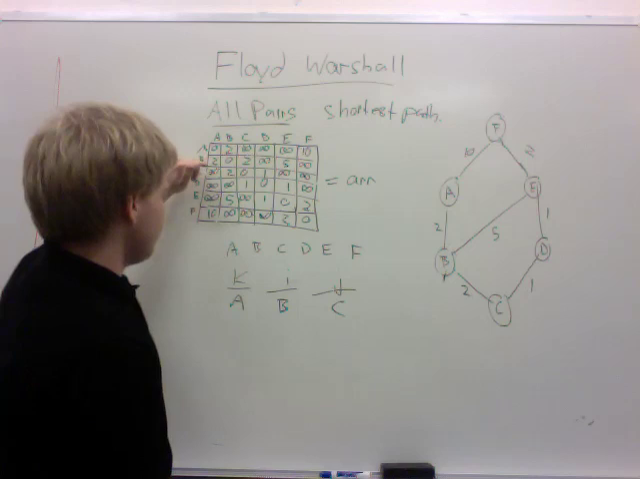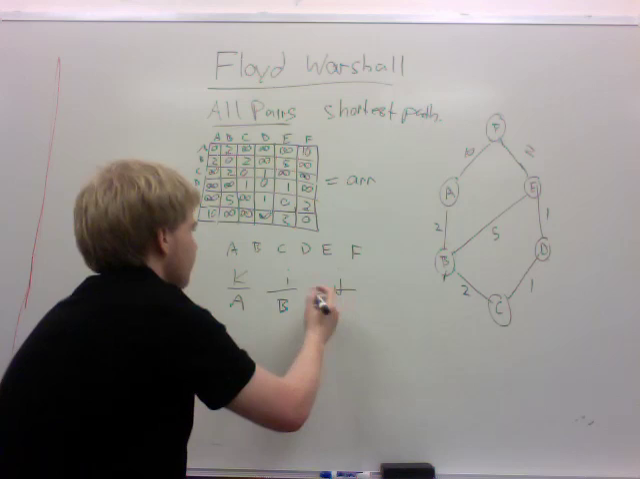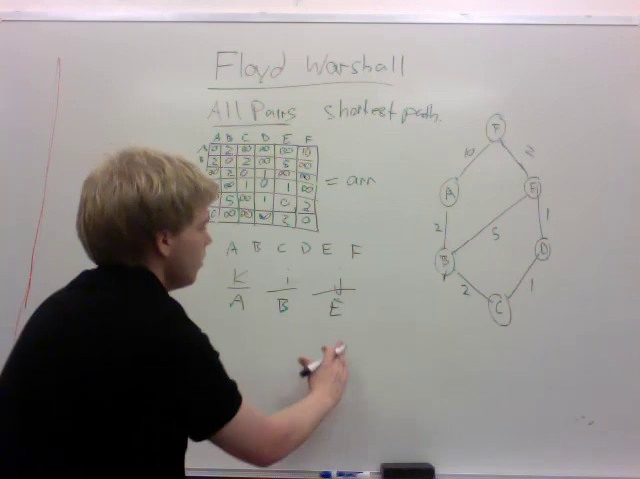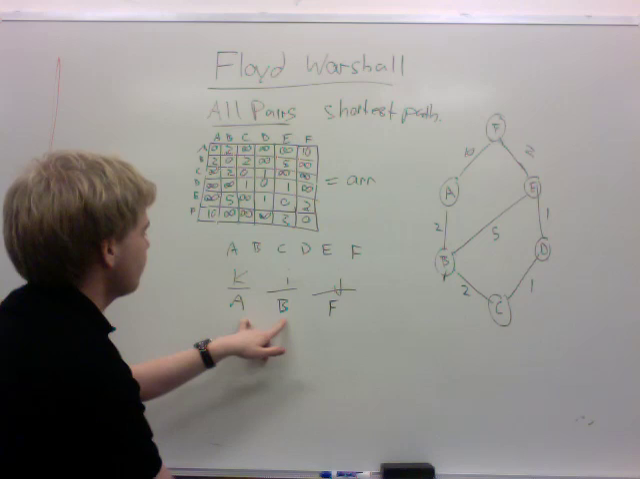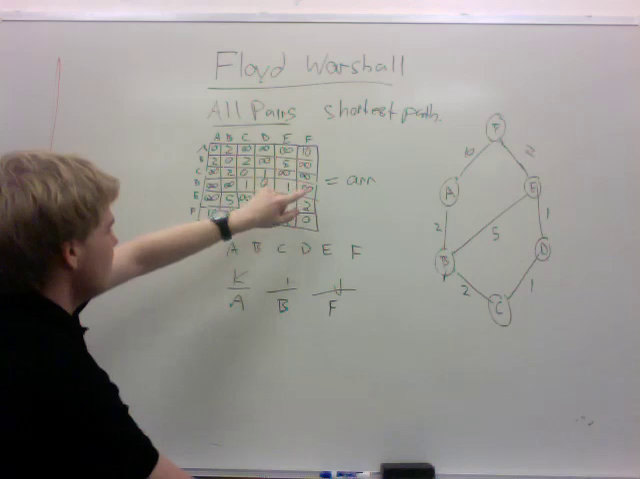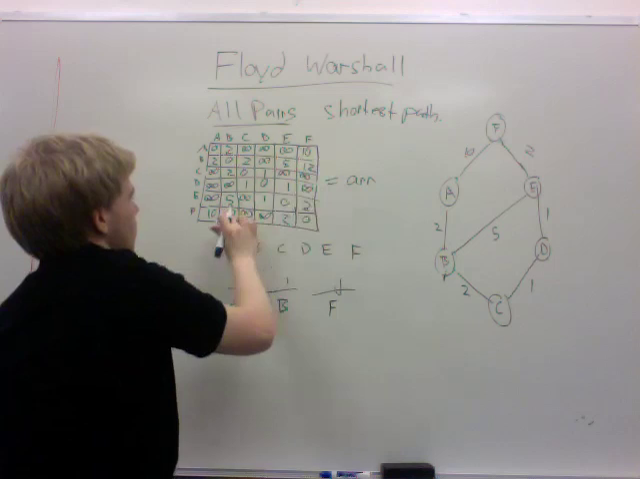Okay, so B to A is 2 plus A to C. A to C is infinity, so that's no good. That's not going to improve anything. So B to C, so now let's consider B to D. That's not going to improve anything. B to E, that's not going to improve anything. B to F, that may improve something. So let's see. If we go from B to A, so B to A is 2 plus A to F, A to F is 10, is that better than what we already have for B to F? So is 2 plus 10 less than infinity? Yes, it is. So we're going to update this with 12. So that's our first improvement.